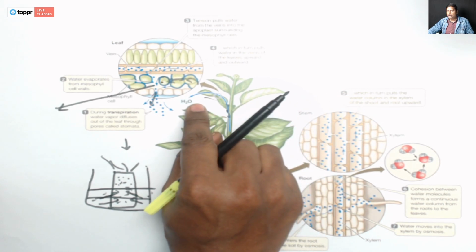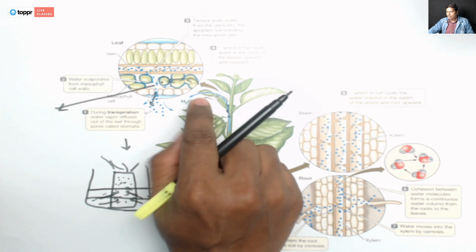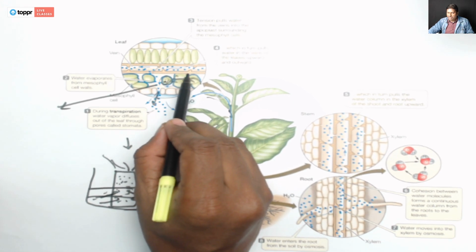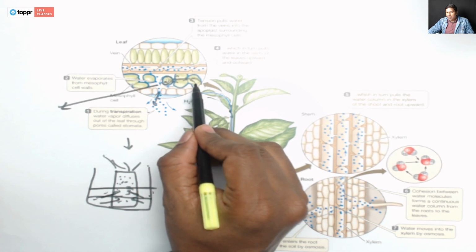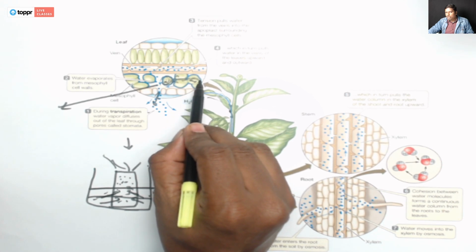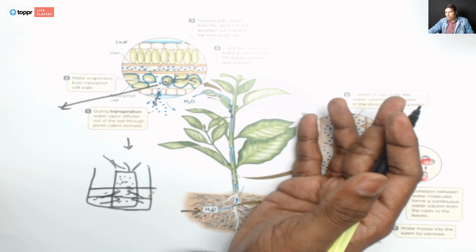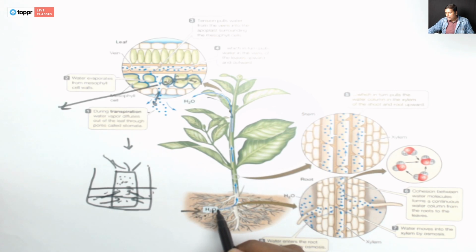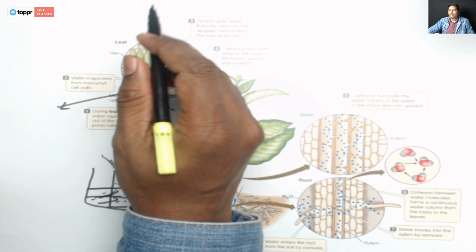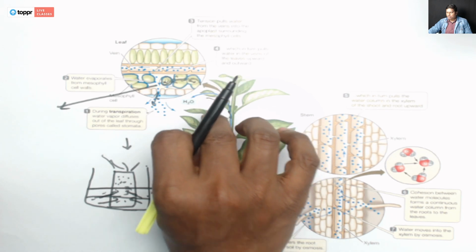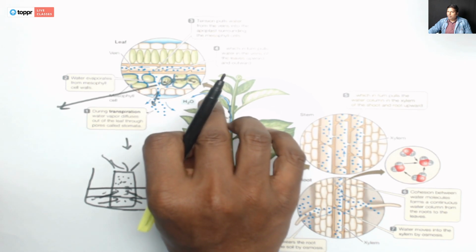So that is your cohesion tension theory. Because of the evaporation, tension is created, and because of the cohesive nature of the water, the molecules start pulling the water molecules behind or adjacent to them. This tension is carried all the way to the roots, and water is literally pulled from the roots through the plant all the way to the upper regions of the plant. This was the theory which was proposed.